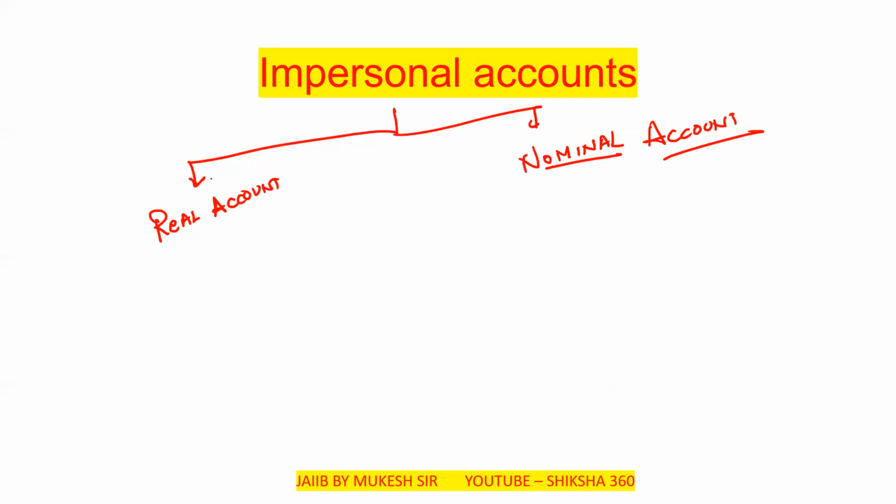The real account is further divided into two parts. The first one is tangible, which means those which are touchable, which we can touch. The second one is intangible.